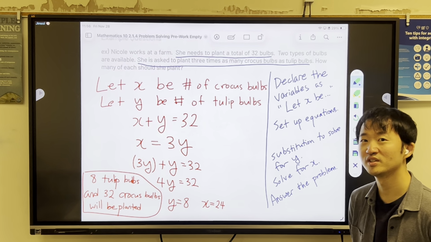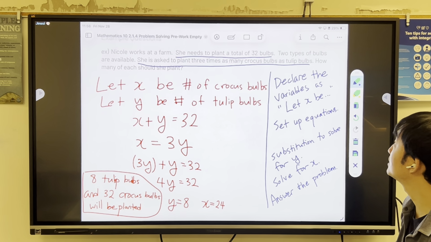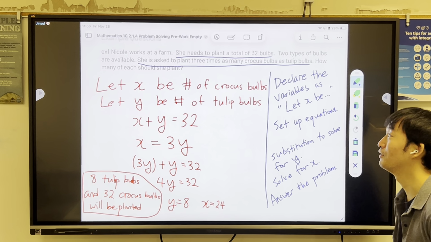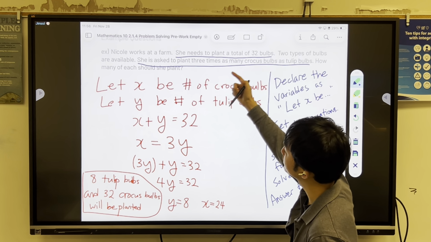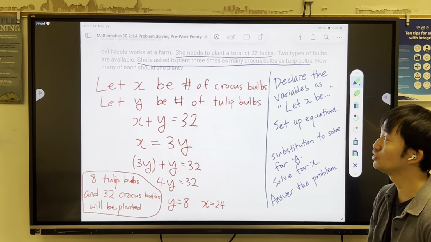We have a total of 4 steps. Actually, a 5th step. The first step that was not written here is that we should identify the variable. And we usually identify the variable by looking at the last sentence: how many of each should she plant? That means the question is looking for the number of bulbs of each type. Therefore, we declare the variables, set up the equations, solve the equations, and answer the problem.